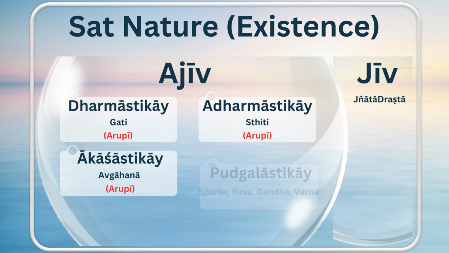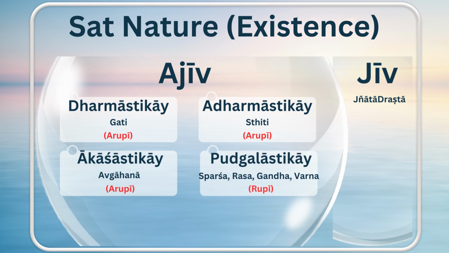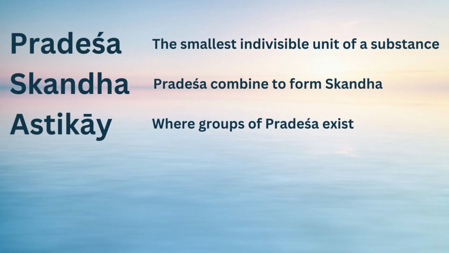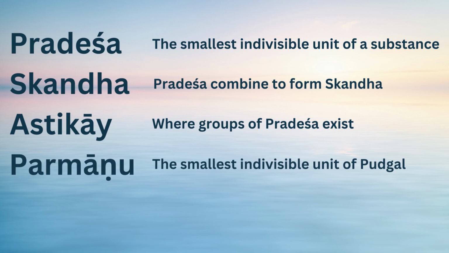The fourth type of Ajīv is called Pudgalastikāy. This is the only Rupī or Mūrta substance in the whole existence, meaning that it has a visible form. There are 4 special attributes of Pudgal, namely Sparsha, touch, Ras, taste, Gandha, smell, and Varna, visible form. These attributes do not exist in any other Ajīv and Jīv. We saw that the smallest indivisible unit of Dharmāstikāy, Adharmāstikāy, and Akashastikāy is called Pradeśa. The smallest indivisible unit of Pudgal is called Parmāṇu or atom.